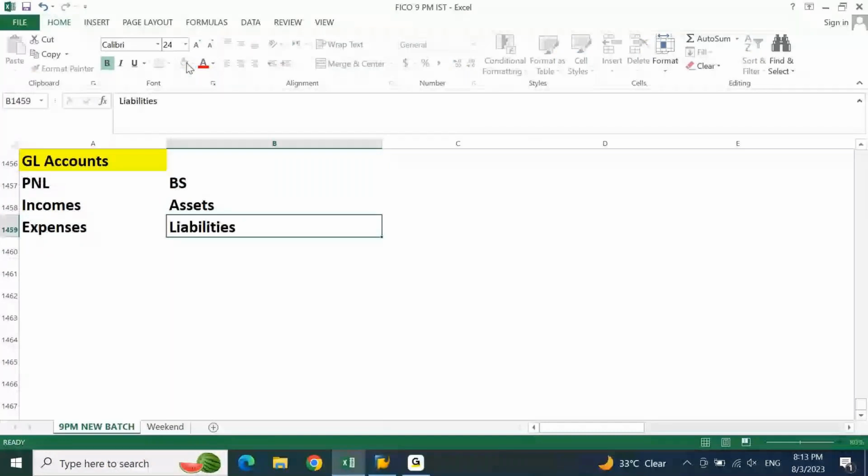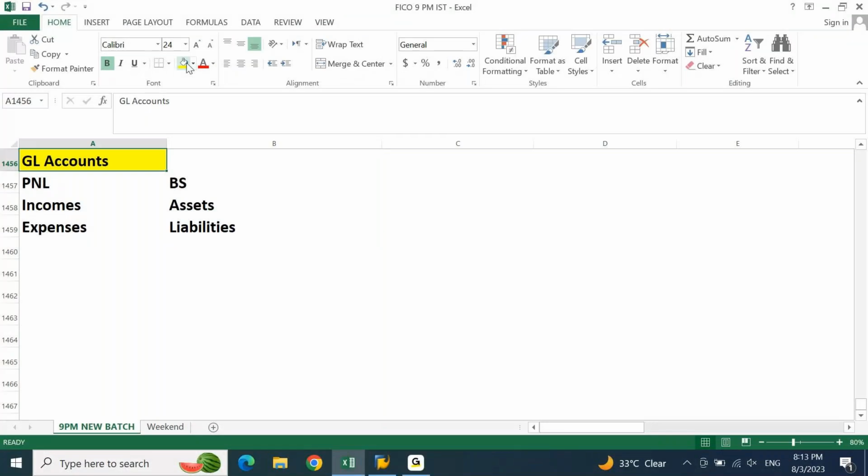Again, if I talk about income, I will have different types of incomes. When I talk about expenses, I will have different types of expenses. Similarly, different types of assets, different types of liabilities. We know there are various categories of GL accounts; within asset you have various categories of asset, within liability you have various categories of liability. Let me show you on the system.